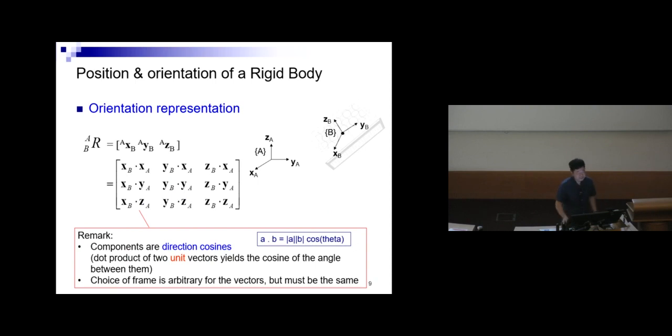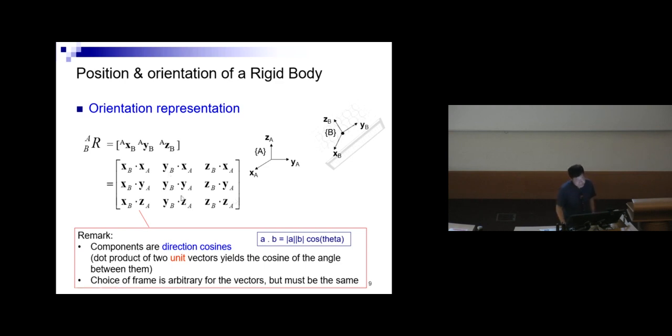If we continue, ABR, which is comprised of AXB, AYB, and AZB, if we expand it out, you can see that the AXB is equal to XB dot XA, XB dot YA, XB dot ZA. And then the AYB will be YB dot XA, YB dot YA, YB dot ZA. Similarly, you have AZB equal to this dot product.